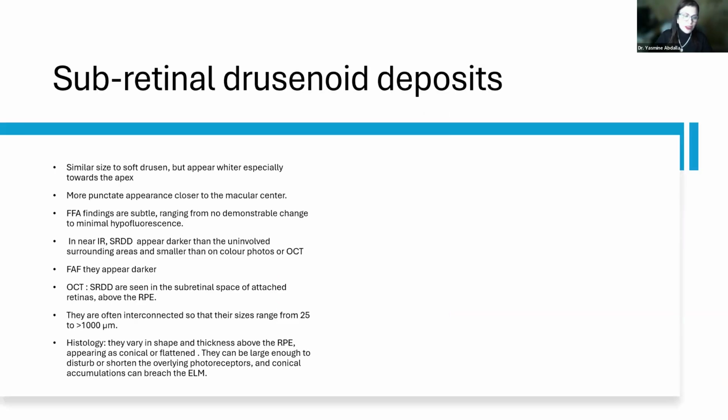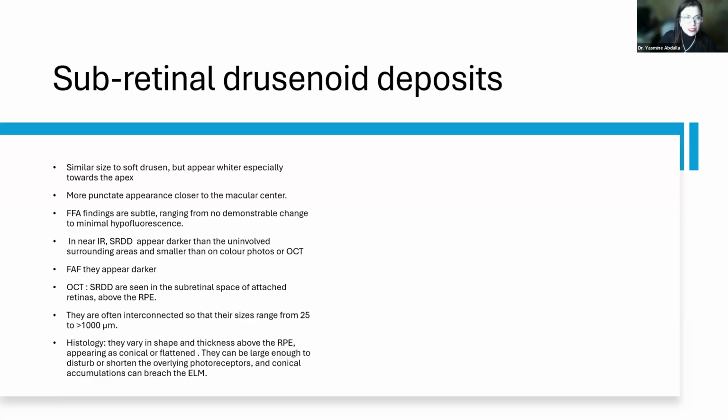Then a very important subject is subretinal drusenoid deposits. They're very important in knowing how to predict progression of the disease. So in size, they're similar to soft drusen. However, they can appear a bit whiter. They might be a little bit more punctate, closer to the macular area. And FFA can be variable.